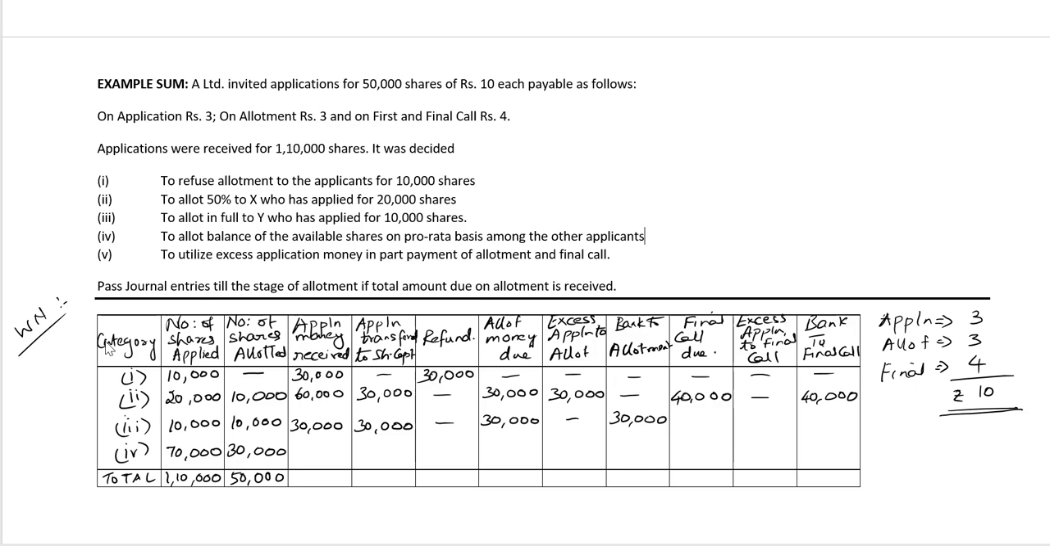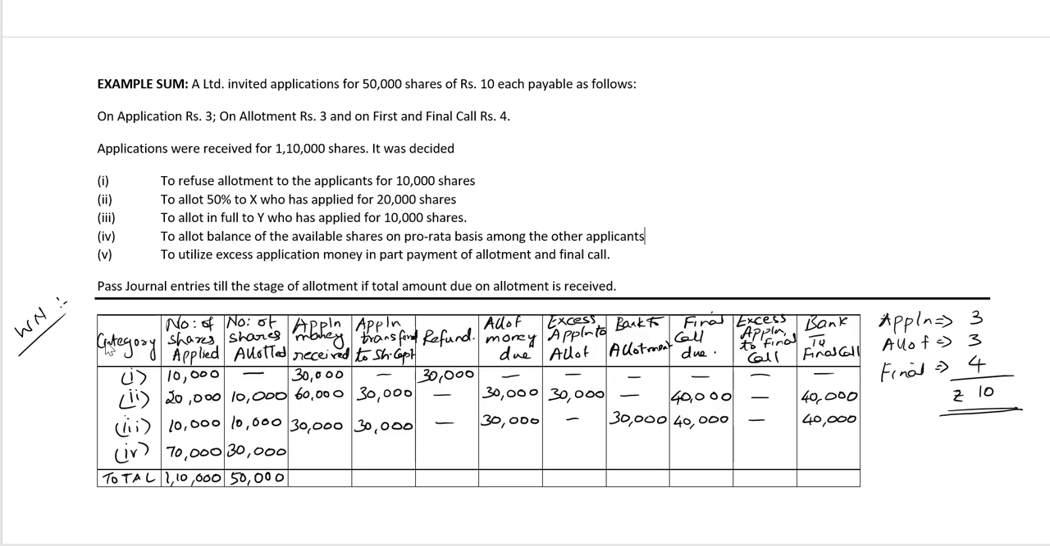Final call money due, 10,000 shares allotted multiplied by 4 rupees per share, comes up to 40,000 rupees. Again, there is no excess application to transfer to the final call, and bank to final call would be 40,000 rupees. We'll move on to the last category, the fourth category.